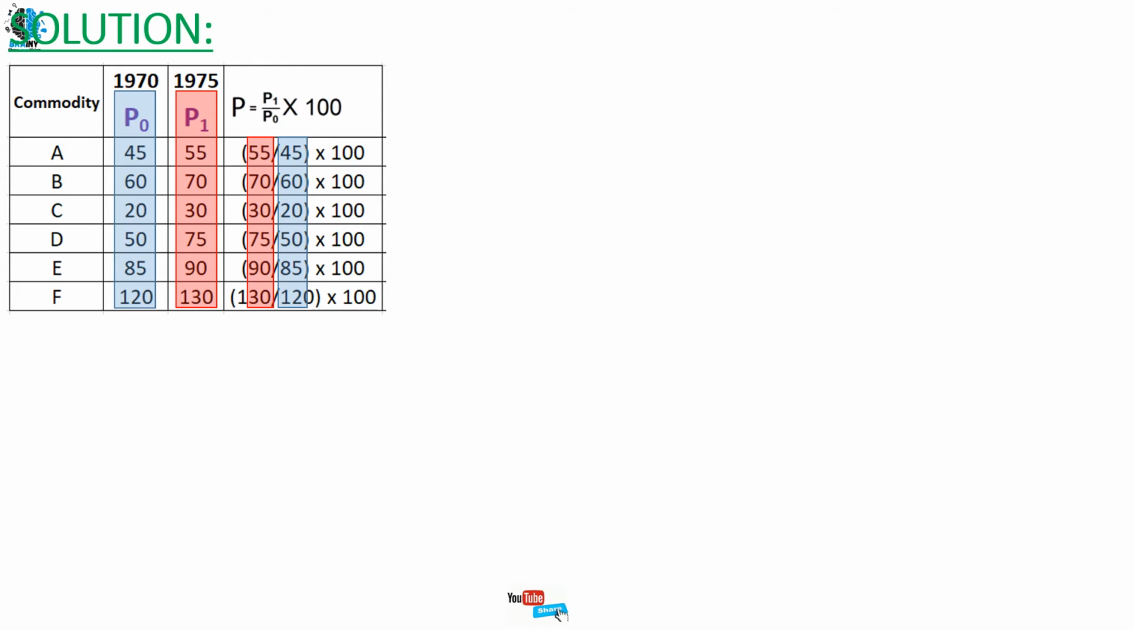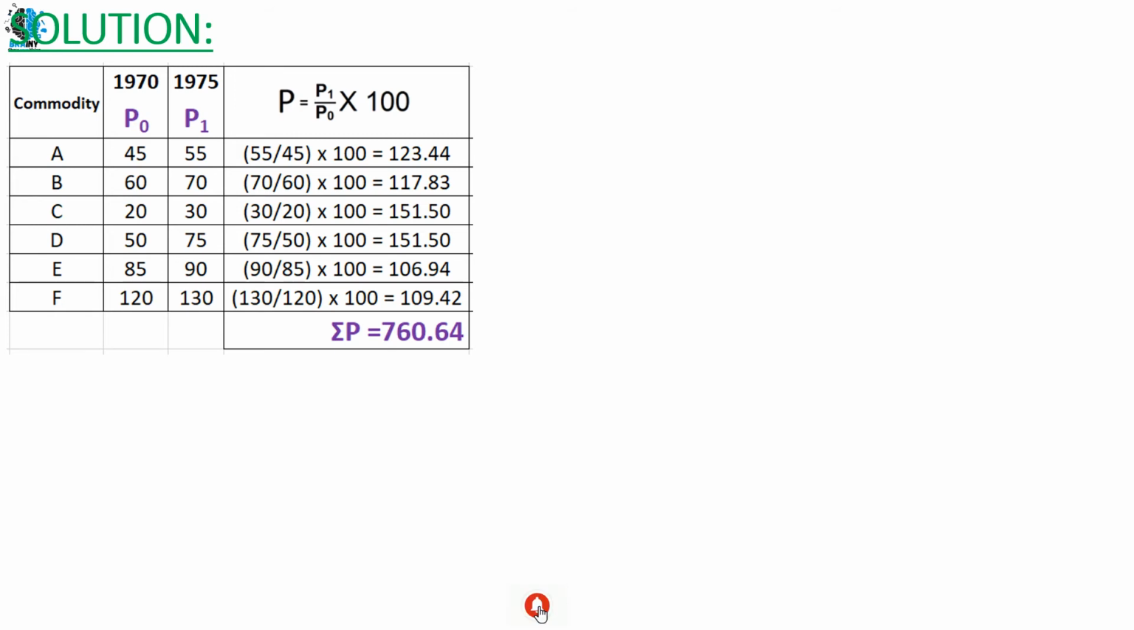Once you have done this, you have to find the final values. The price relative for commodity A will be 123.44, for B 117.83, for C 151.50, and so on till F we have 109.42. These are the price relative values for the individual commodities. Now we have to find the summation of P. The summation of all price relatives will be 760.64.